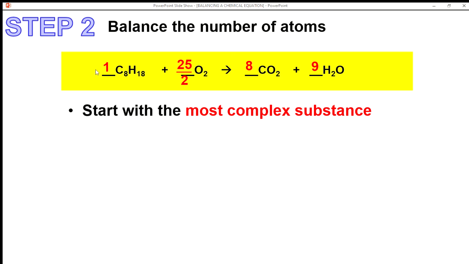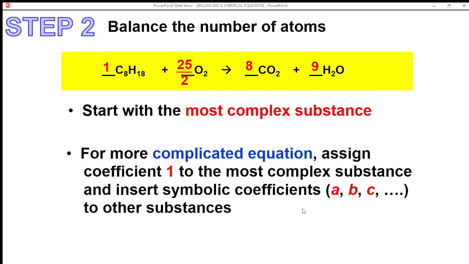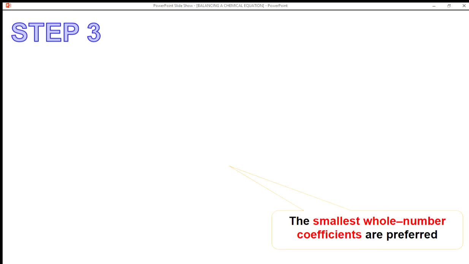So that's why what we need to do is 25 divided by 2, because we want to cancel these 2 and 2 here. So we are going to get 25 moles of oxygen. Okay, guys, so remember, for a more complicated equation, always assign coefficient 1 to the most complex substance, and later we are going to use a symbolic coefficient such as A, B, or C, etc. to other substances. Okay, let's move on to the third step.